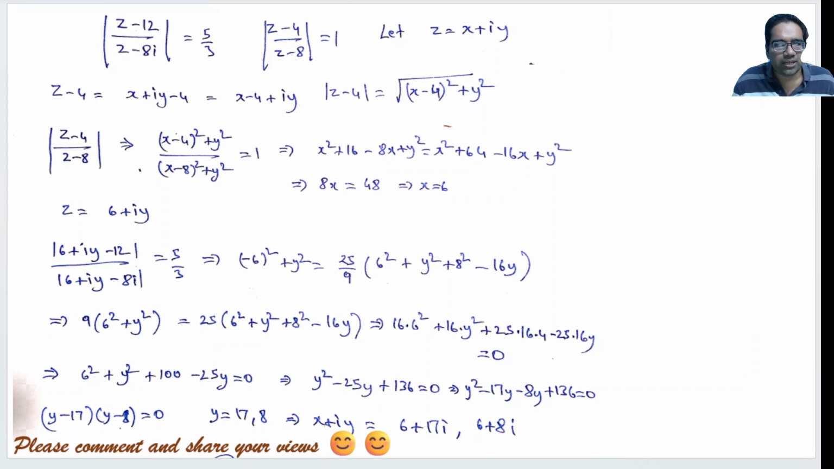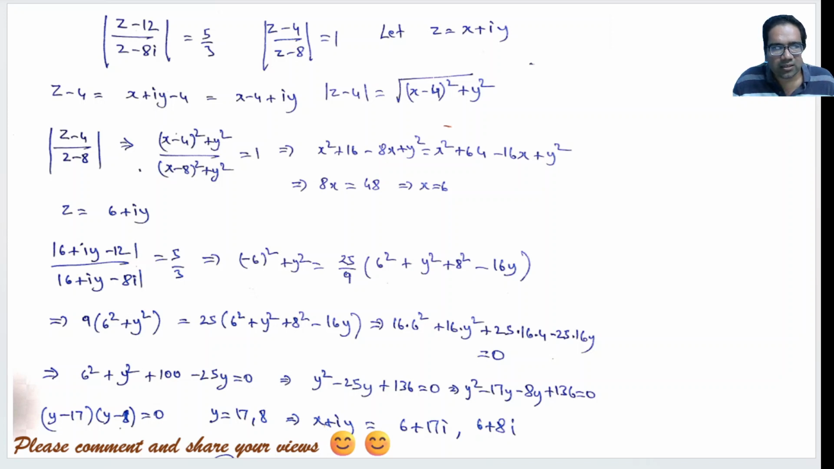So we will get 25 by 9. So (6 square plus y square) equals 25 by 9 times the mod square of the denominator. Let us simplify. 9 times (6 square plus y square) becomes 25 times (6 square plus y square plus 8 square minus 16y). 25 into 6 square minus 9 into 6 square becomes 16 times 6 square. Similarly, 25 times y square minus 9 times y square becomes 16 times y square. 25 times 8 square is 25 times 64, which you can write as 25 times 16 times 4, since 16 fours are 64, minus 25 times 16y. This all becomes 0.